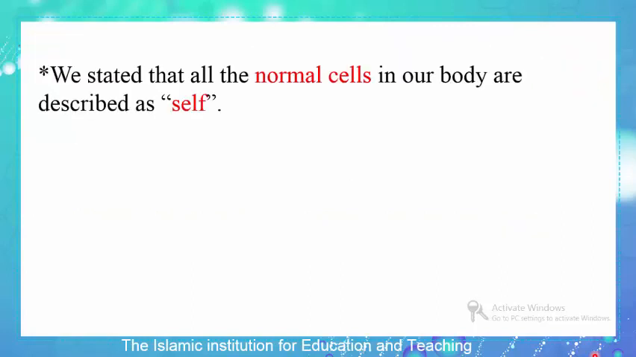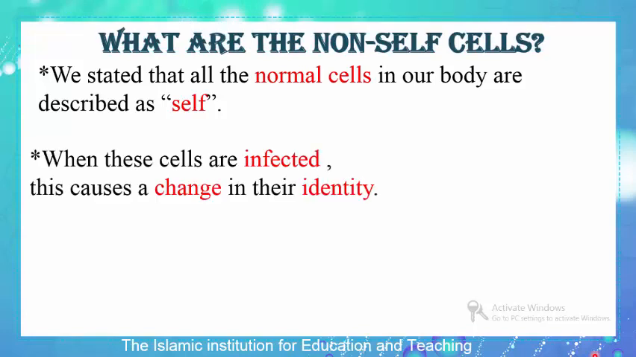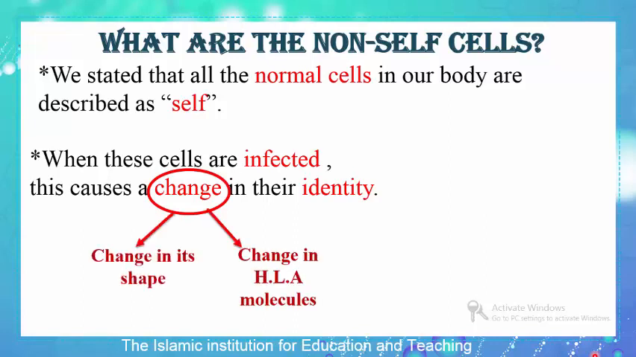We stated that all the normal cells in our body are described as self. But when we say that the cell will be recognized as non-self, in fact, when the normal cell becomes an infected cell, it will undergo a change in its identity. The change can occur in its shape and also in the HLA molecules.